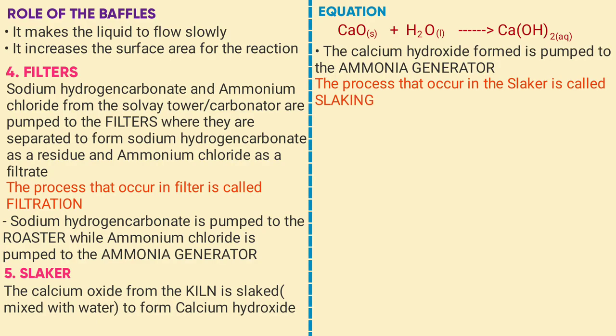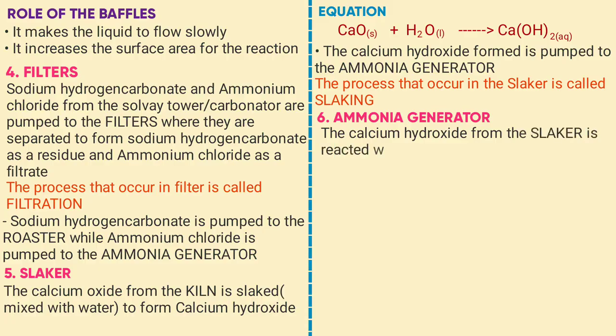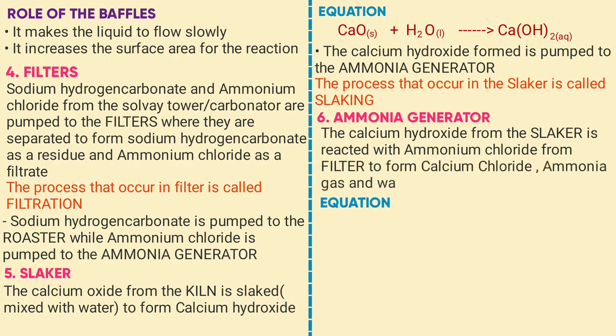Now the next part is called the ammonia generator. The calcium hydroxide from the slacker is reacted with ammonium chloride from the filter to form calcium chloride, ammonia and water. The equation is calcium hydroxide aqueous plus ammonium chloride aqueous gives you calcium chloride aqueous plus ammonia gas plus water liquid. To balance the equation, place 2 where there is ammonium chloride and 2 where there is ammonia gas.